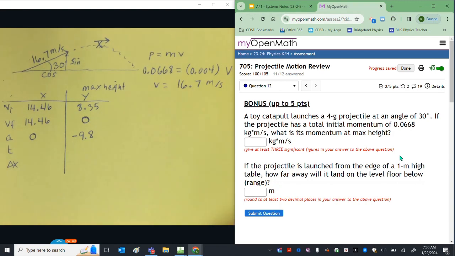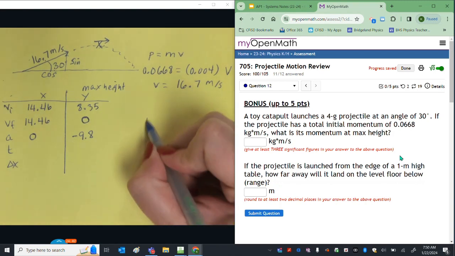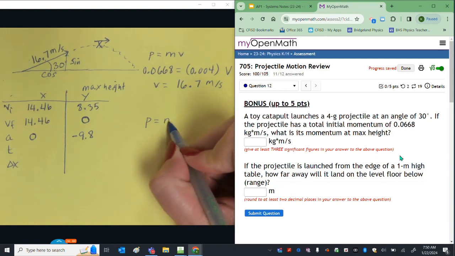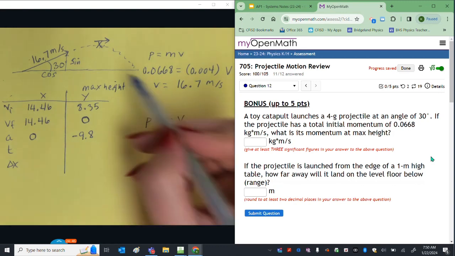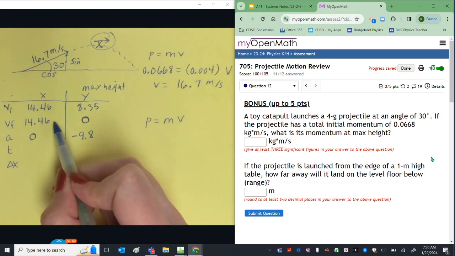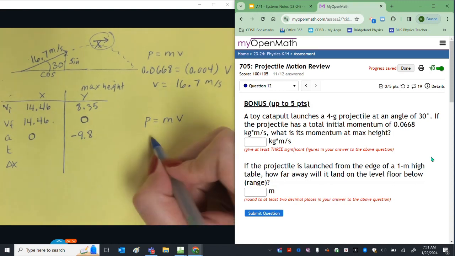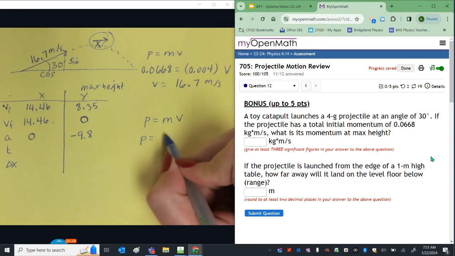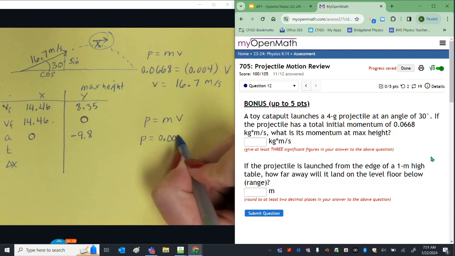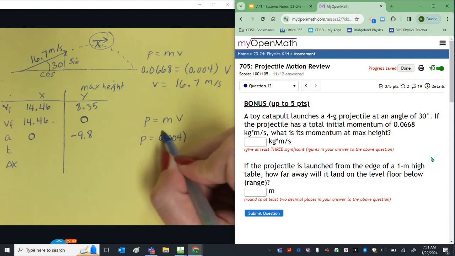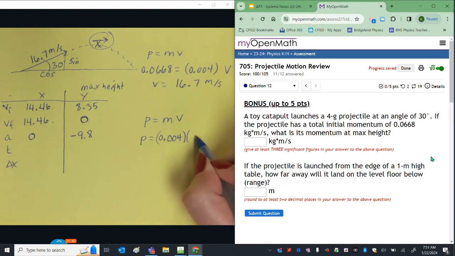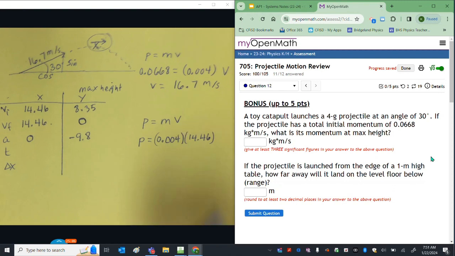But I actually don't have to do anything else in this table to answer the question of what is the momentum at max height. Because again, momentum is mass times velocity, and the velocity at max height is this. Okay, it's the same everywhere. And so if I wanted to solve for my momentum at max height, I would take my mass, which was that very small 0.004, and I would multiply it by the velocity, and it's just the horizontal component, 14.46.